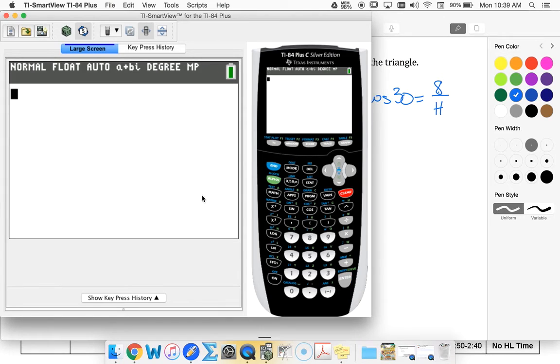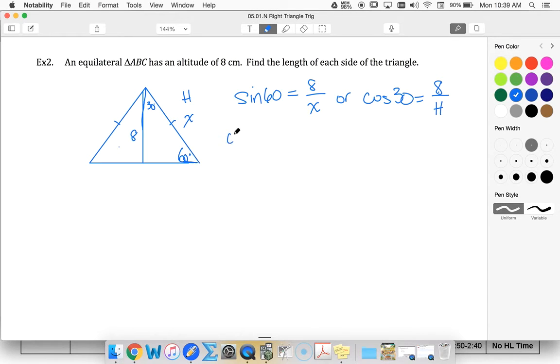So let's clear this off. So if I do sine of 60, then I get 0.866. So 0.866 dot dot dot. And I'm putting the dot dot dot there to show that I'm not using a rounded answer. I'm going to use all those numbers in my calculator.